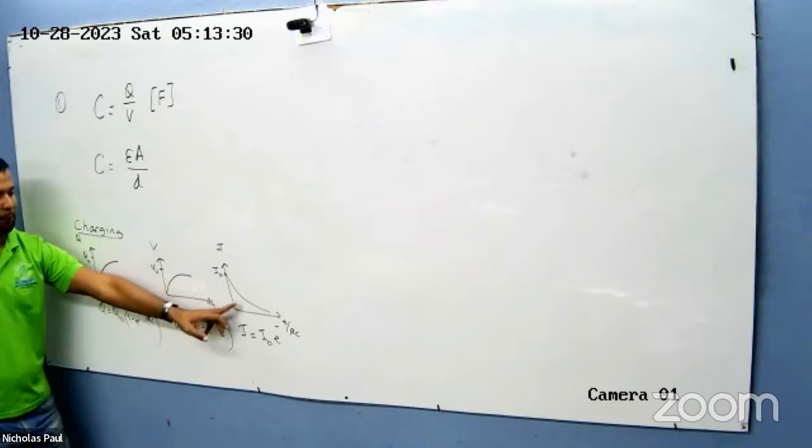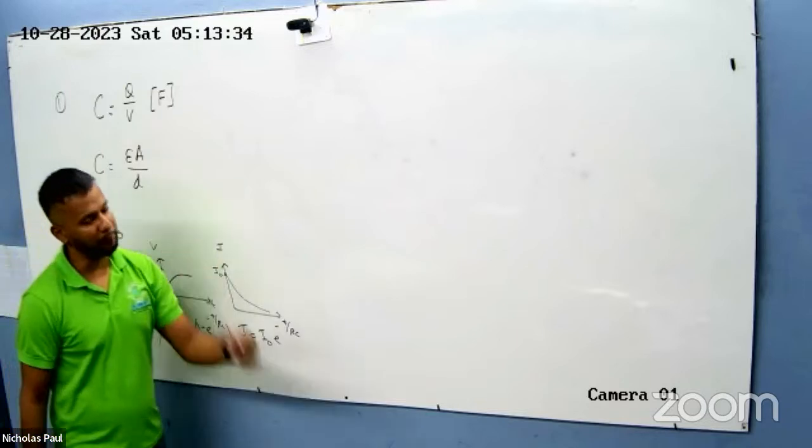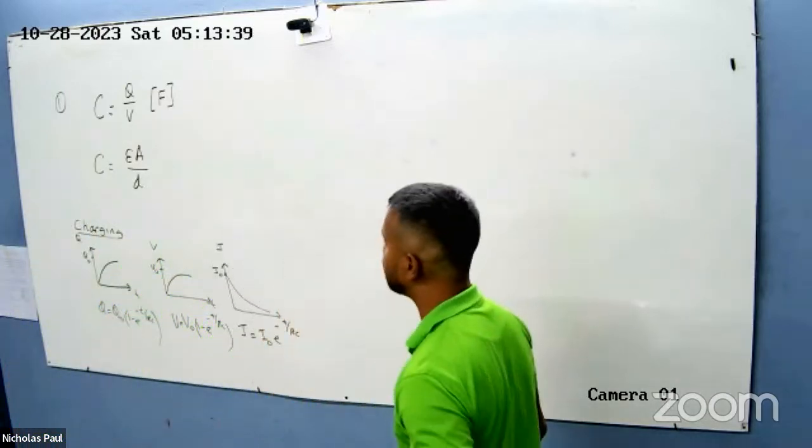Remember, this happens because the potential difference builds up. When the potential difference builds up, the current flow in the circuit begins to decrease.